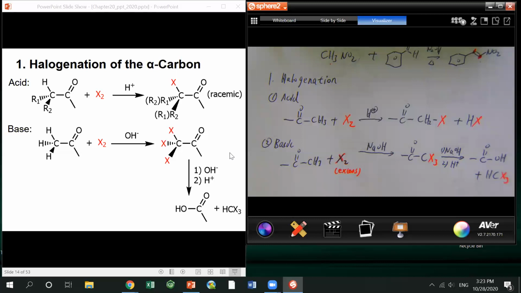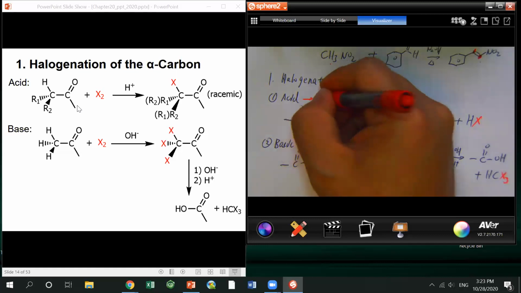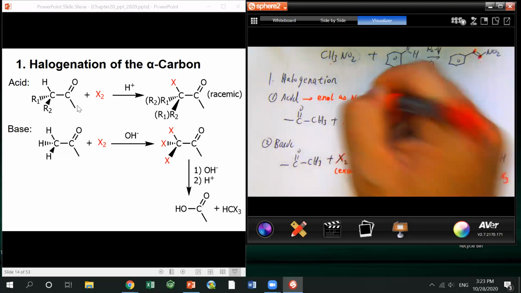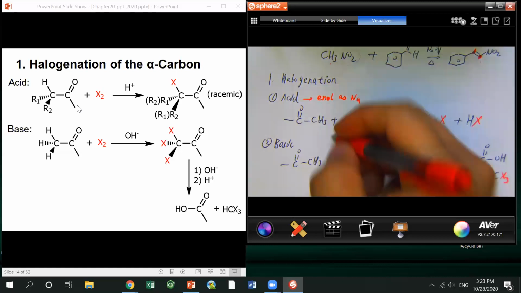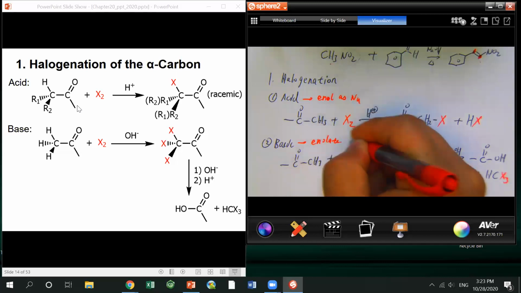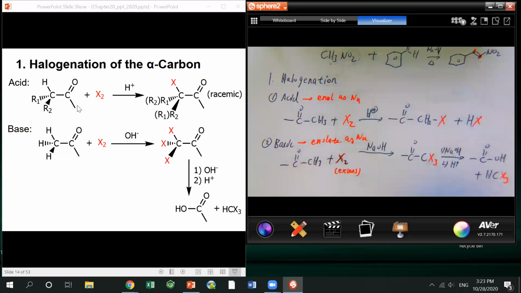Another thing to keep in mind is that these two actually go through different mechanisms. The reason is that under acid conditions, it goes through an enol as the intermediate, the enol as the nucleophile. And for the basic condition, the enolate is the nucleophile. So that's why they have somewhat different products.